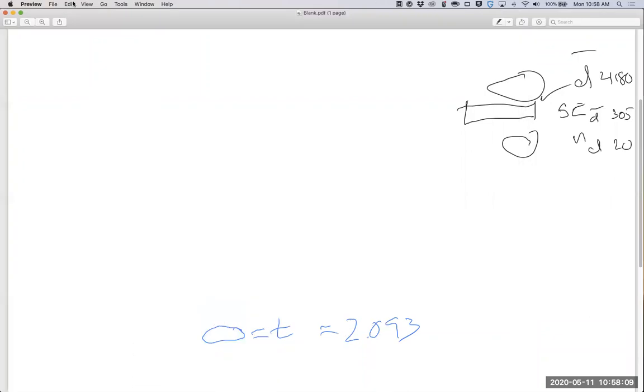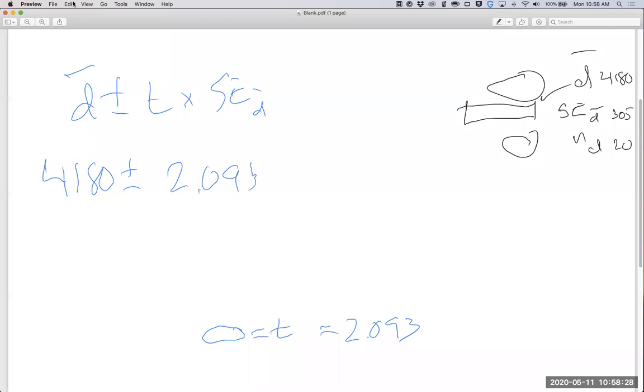Now we're ready to go. So d bar plus or minus t times the standard error for d bar is going to be 4180 plus or minus 2.093 times 305.